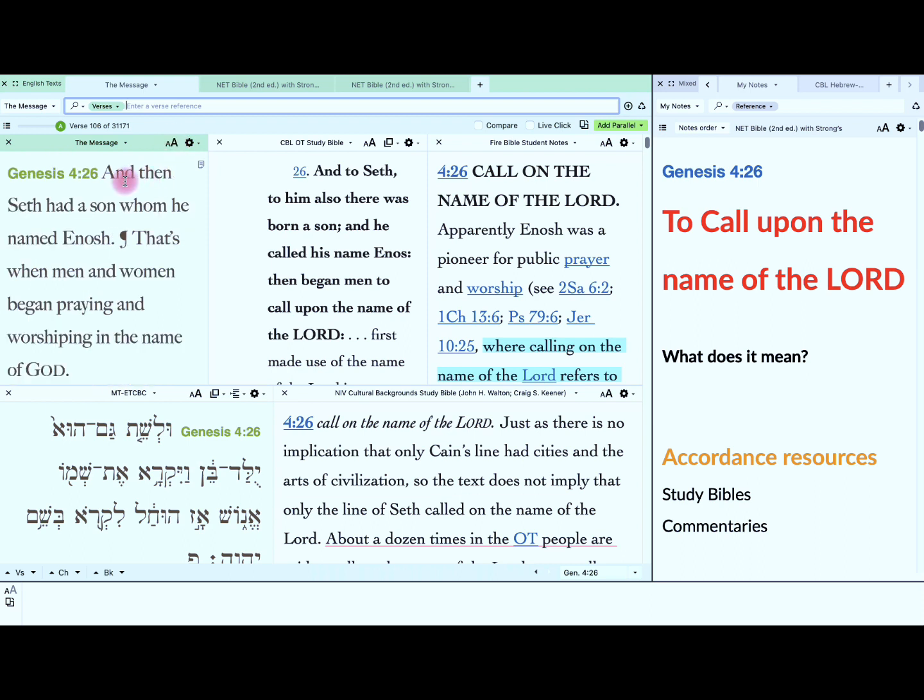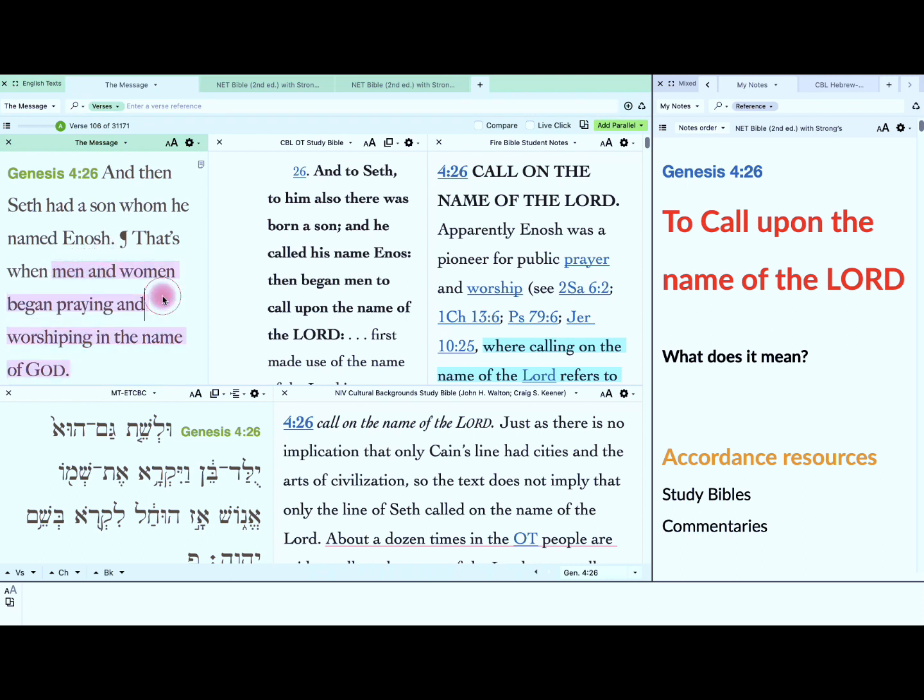Okay, it says, and then Seth had a son whom he named Enosh. That's when men and women, this uses inclusive language, that's when men and women began praying and worshiping in the name of God. Now, I really like this version. I just read it. I didn't look for it before.